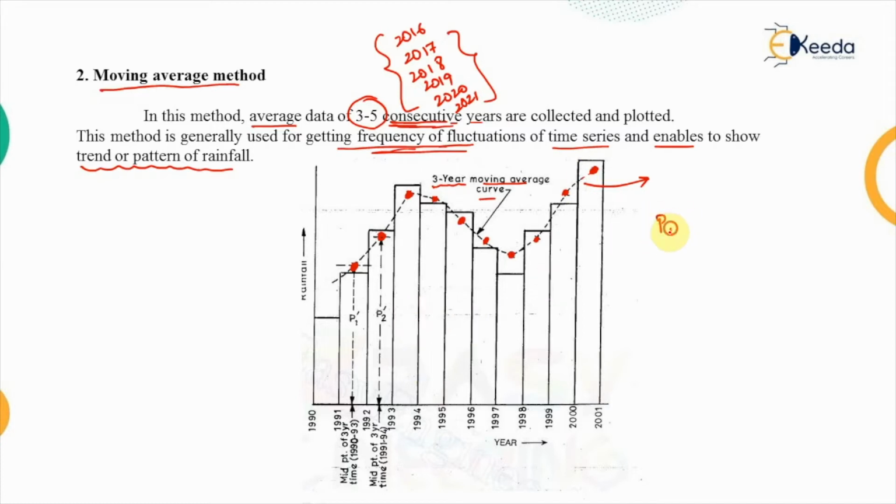For example, the first average will be P1 plus P2 plus P3 divided by 3. Similarly, the next average will be P2 plus P3 plus P4 divided by 3. And in this way, we will be moving ahead.